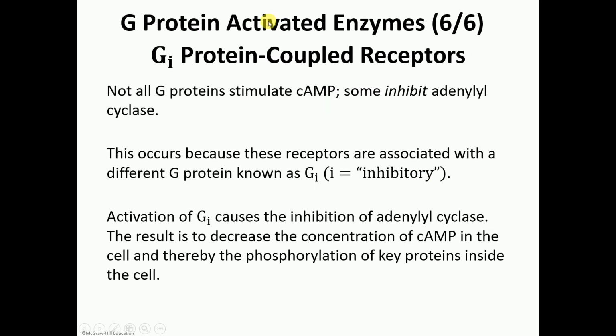Now, GI protein-coupled receptors, GI stands for inhibitory. So these are going to inhibit adenylate cyclase. So activation of the GI inhibits adenylate cyclase enzyme, so that leads to the decrease in the production of cAMP in the cell, and therefore we have inhibited whatever metabolic processes were occurring in that cell.